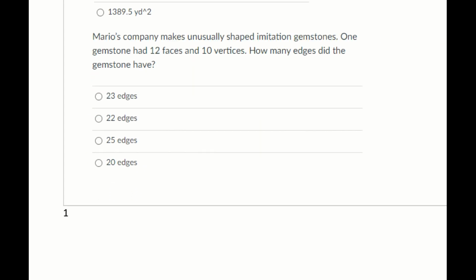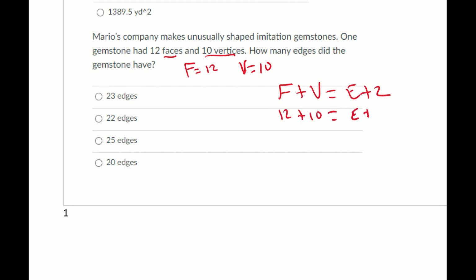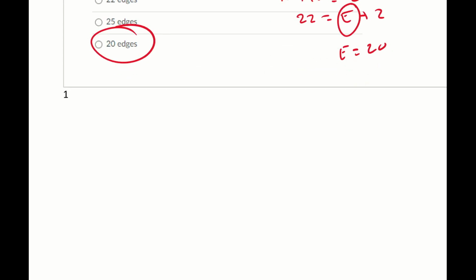All right, Mario's company makes unusually shaped imitation gemstones. One gemstone had 12 faces, so F is 12, and 10 vertices, so V is equal to 10. Remember that Euler's formula is F plus V equals E plus 2. If I do 12 plus 10, that can give me the number of edges, and that's what they want. So this is 22 equals E plus 2, so E has to be 20. 20 plus 2 is 22, so 20 edges.